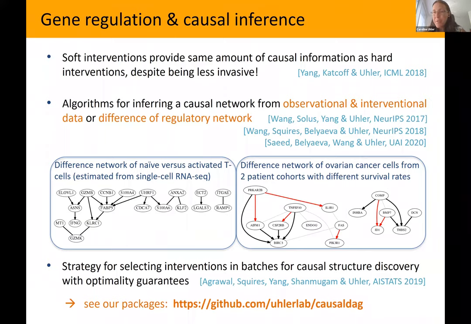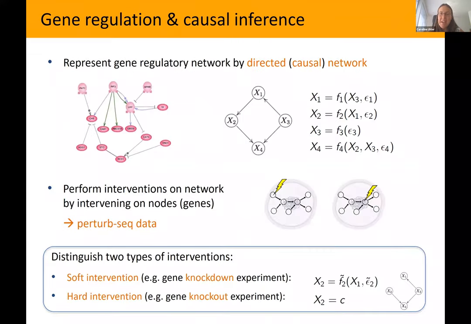Of course, we don't have the true graph structure. So that's why I always pose the question in the way I did here, by being able to predict the effect of an unseen intervention.